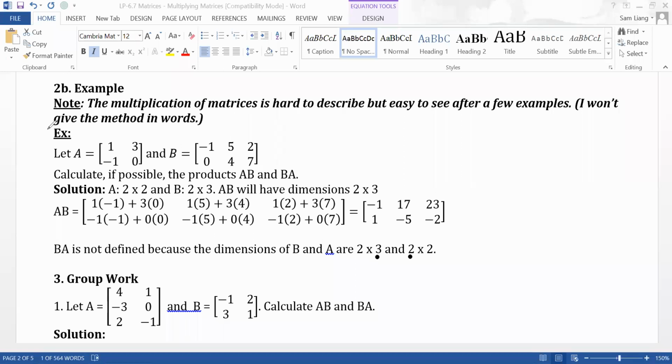Does anyone still need to copy this solution right here? Okay, then I'll go on to the next question. All right, next question is this example here.